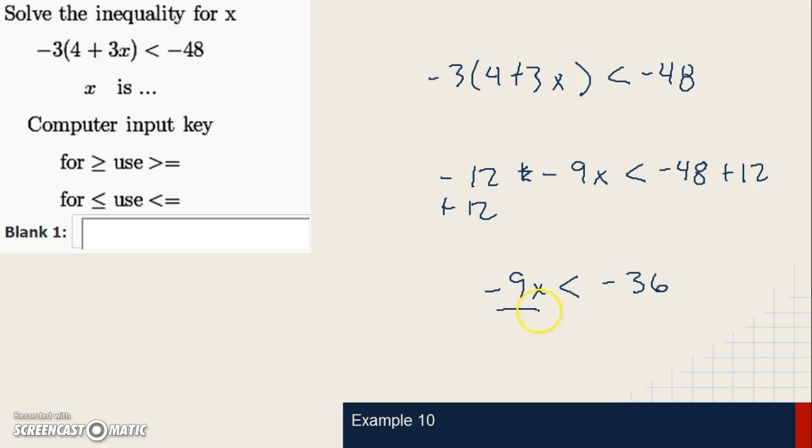Now I'm going to eliminate the negative 9 by dividing by negative 9. When I divide by a negative, I've got to make sure I flip the sign, so I'm left with x is greater than or equal to positive 4. I'm going to come over here to my answer blank. x is greater than or equal to 4.